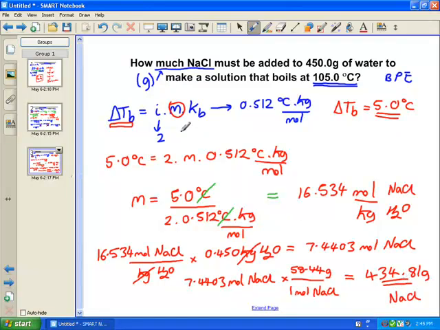So the point is here, you have this four-component equation. This Kb is always going to be a constant, m is always going to be a variable, as is i, as is delta T. And really, you could be asked to find any one of these four, provided you know the equation and how to use it. Calculating these things is really not that difficult.